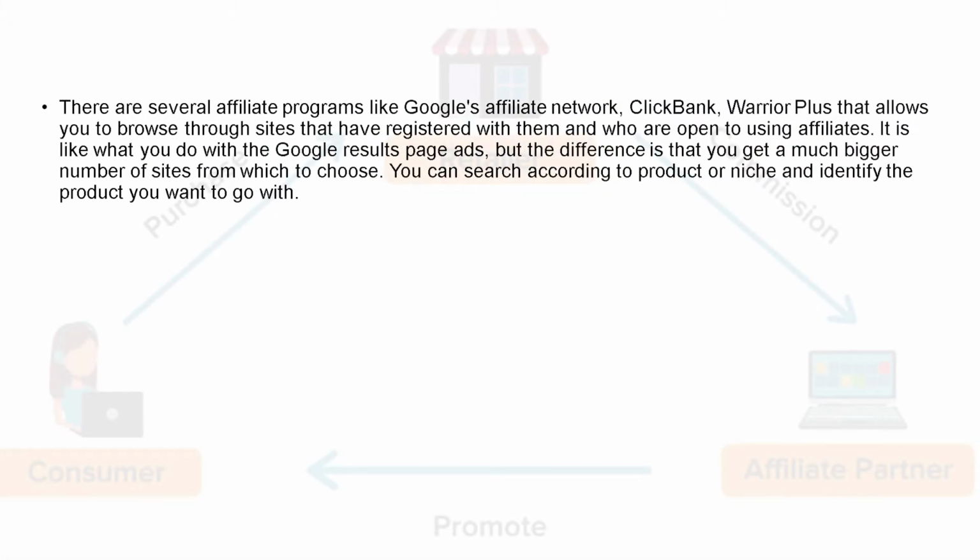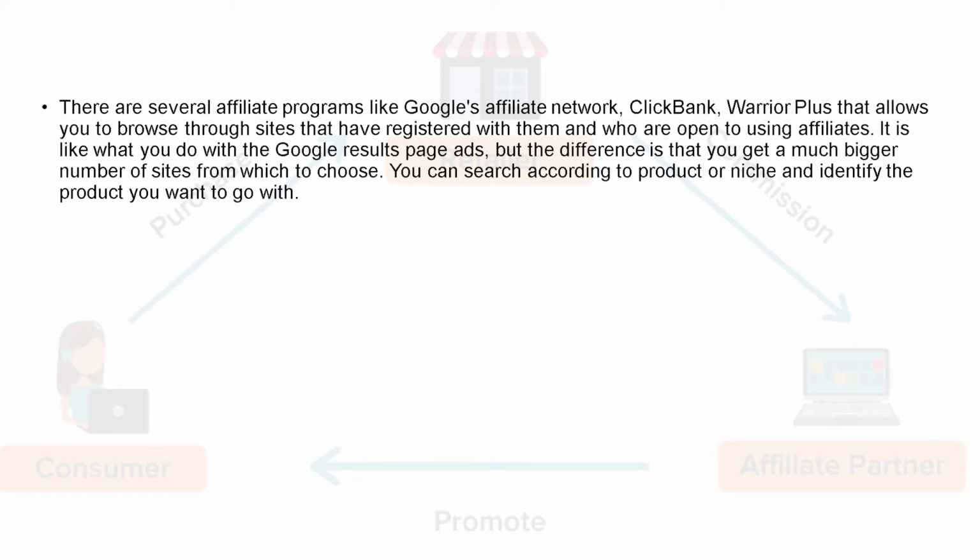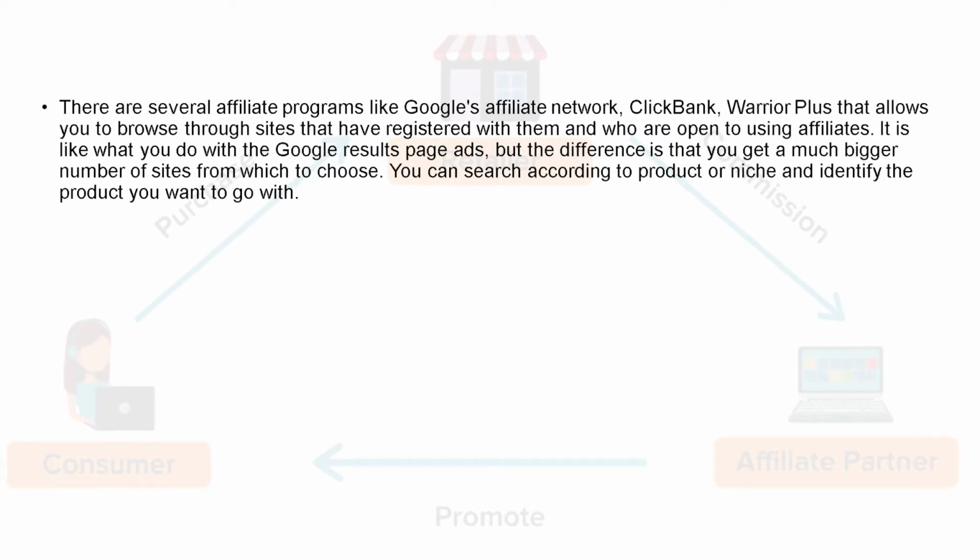Use affiliate programs. There are several affiliate programs like Google Affiliate Networks, ClickBank, and Warrior Plus. ClickBank and Warrior Plus is generally what I use. They allow you to browse through sites that have registered with them and who are open to using affiliates. It is like what you do with Google results page ads, but the difference is that you get a much bigger number of sites from which to choose.